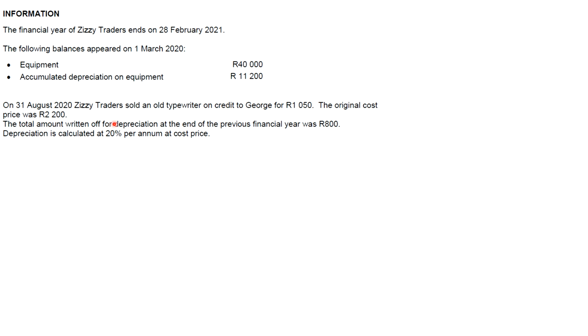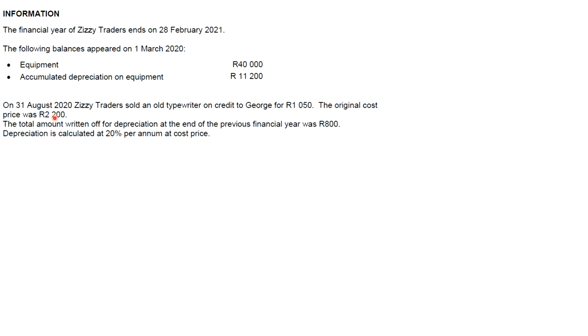So here we are told on 31 August 2020, ZZ Traders sold an old typewriter, which is equipment, on credit to George for 1,050. So we are told it's a typewriter, which means it's equipment, and on credit, that means our detail is gonna be debtors control. If you forgot where I'm getting this, go back to your formula and copy it down. It's really gonna help. Then the original cost price was 2,200.